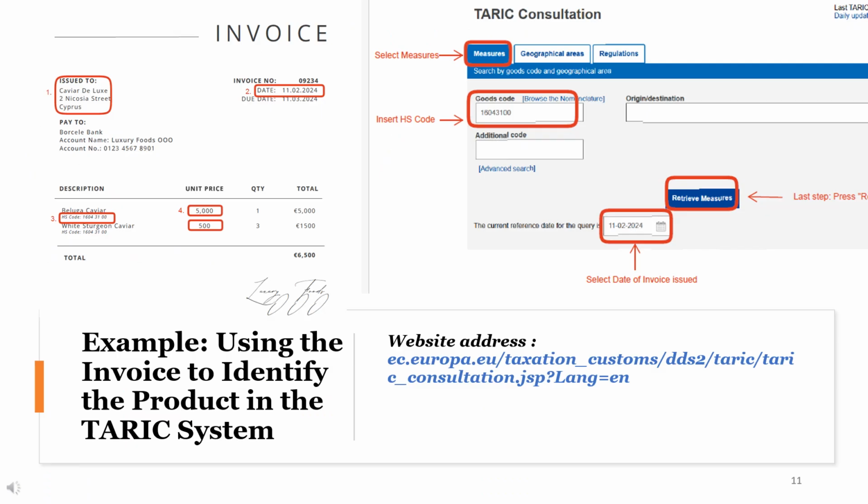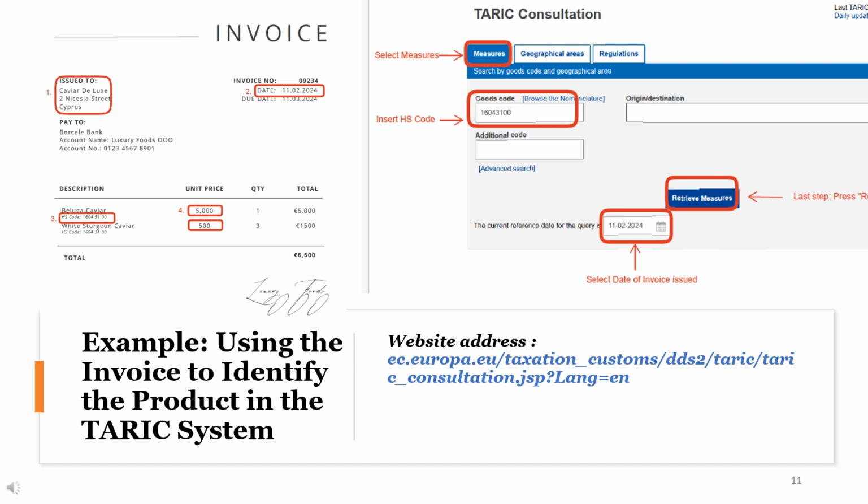In this example, the invoice includes the HS code, enabling a faster verification process through the TARIC system. To begin, access the TARIC system website, link provided on the slide. The TARIC consultation consists of 3 main tabs: the Measures tab, the default tab, for searching applicable trade measures, the Geographical Area tab to define the country of origin or destination, and the Regulation tab for legal references related to specific measures. If the HS code is known, the search can be conducted exclusively via the Measures tab.